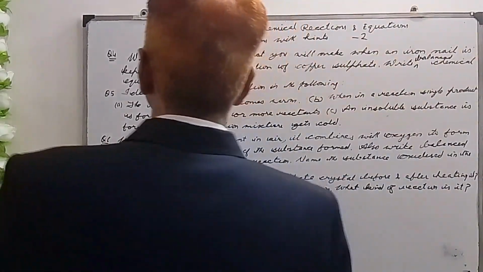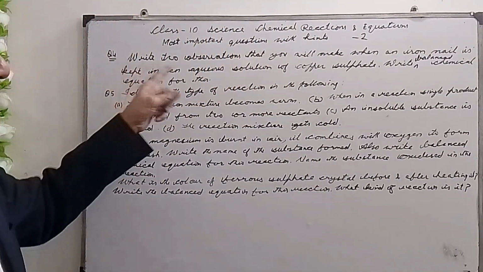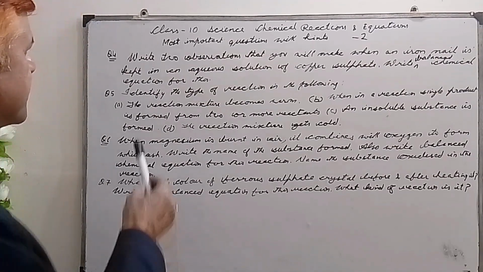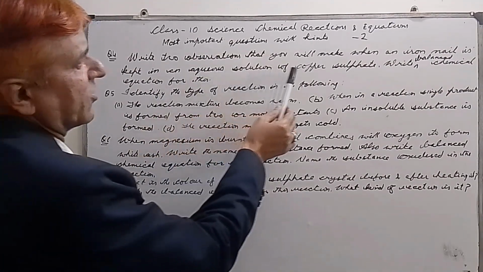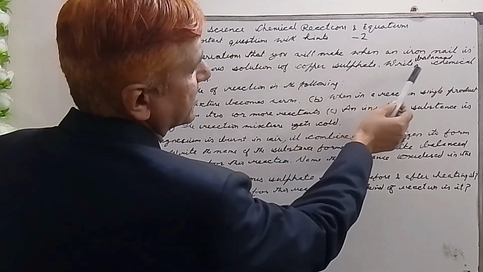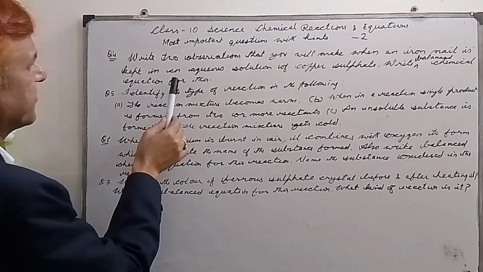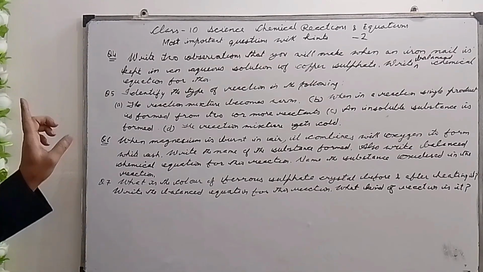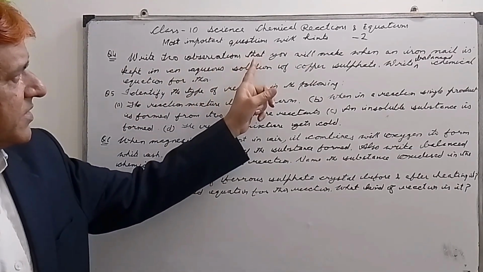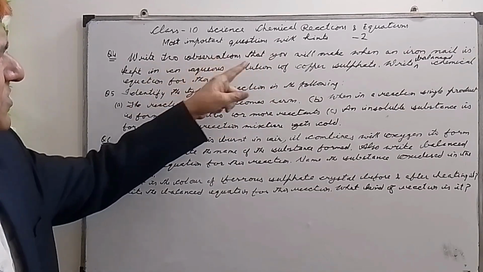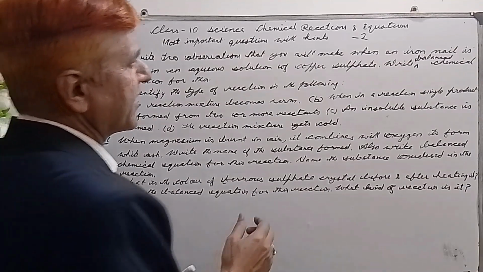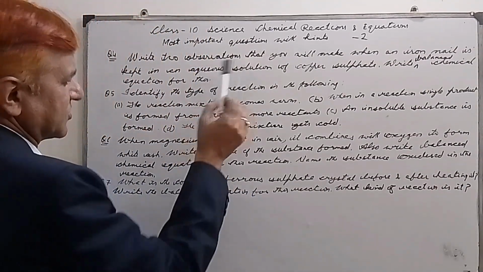Now we have question number 4. Write 2 observations that you will make when an iron nail is kept in an aqueous solution of copper sulfate. Write a balanced chemical equation for this. So my dear students, the next question is this. Write 2 observations you will make when an iron nail is kept in an aqueous solution.